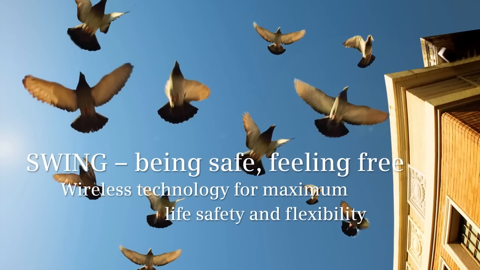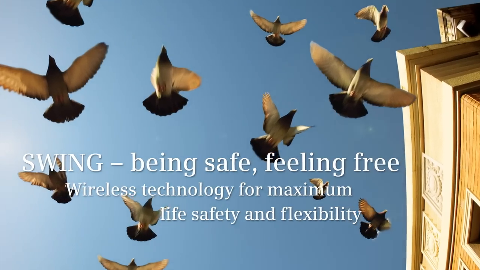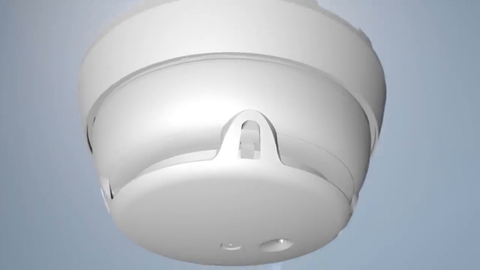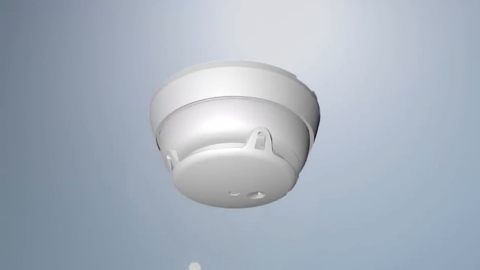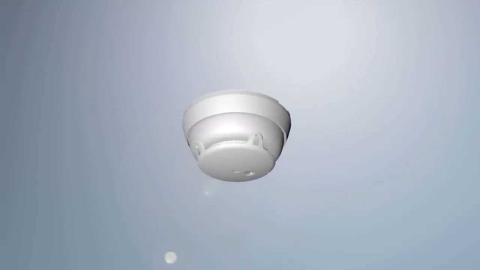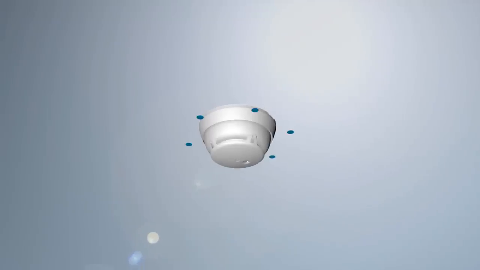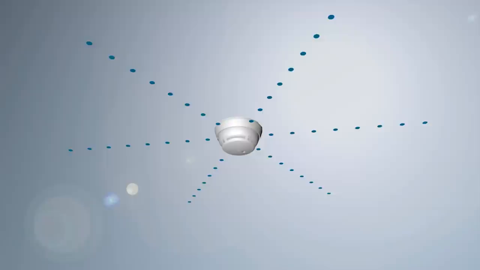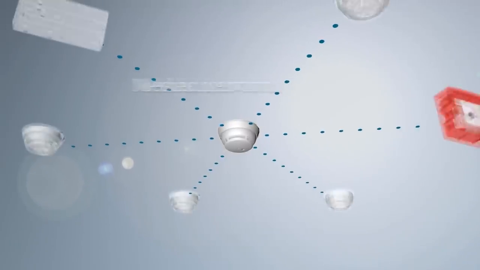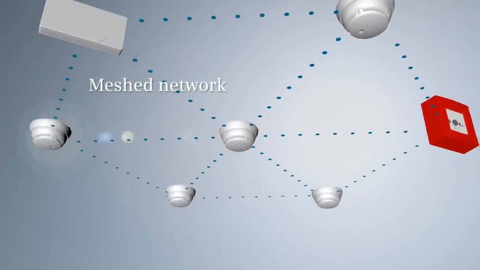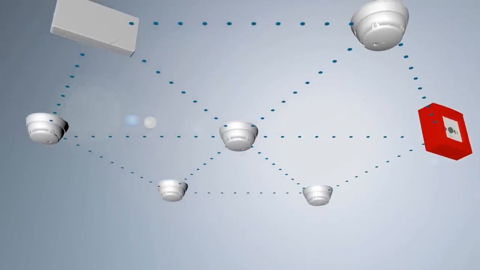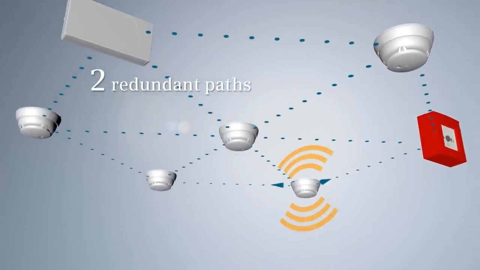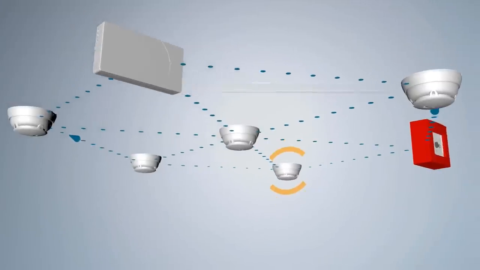Introducing Swing, the first radio fire detection system that combines mesh technology for safe wireless transmission with Siemens' unique ASA technology for high detection reliability. The mesh technology takes wireless network and communication reliability to the max. Because all wireless devices communicate with their neighbors, two redundant paths are always available to transmit information to the gateway.